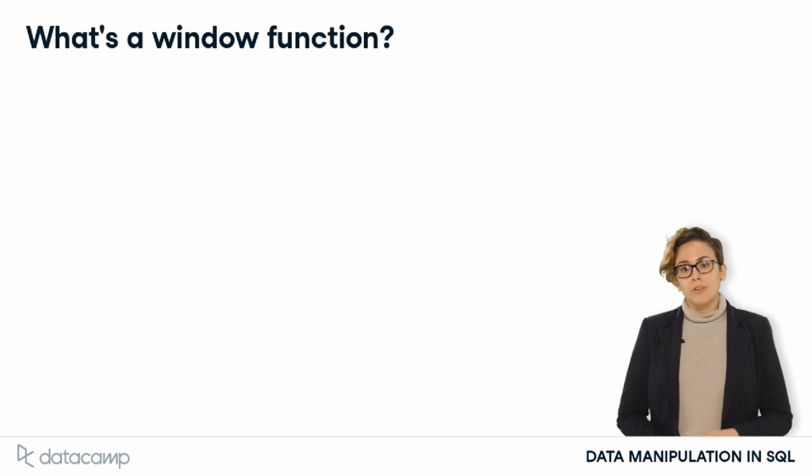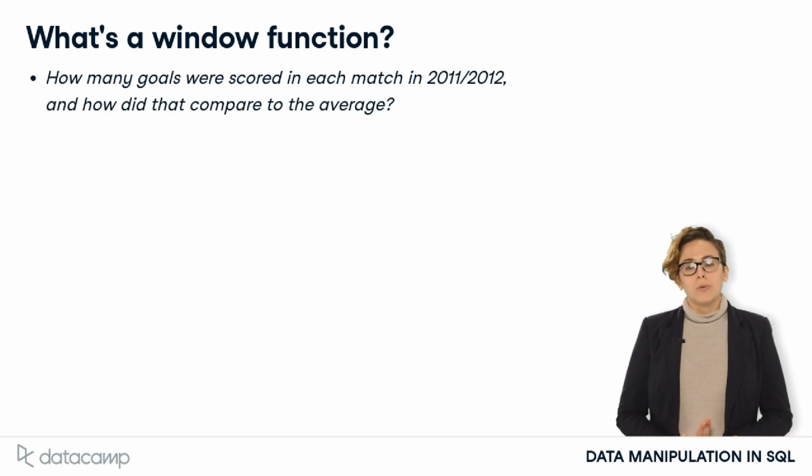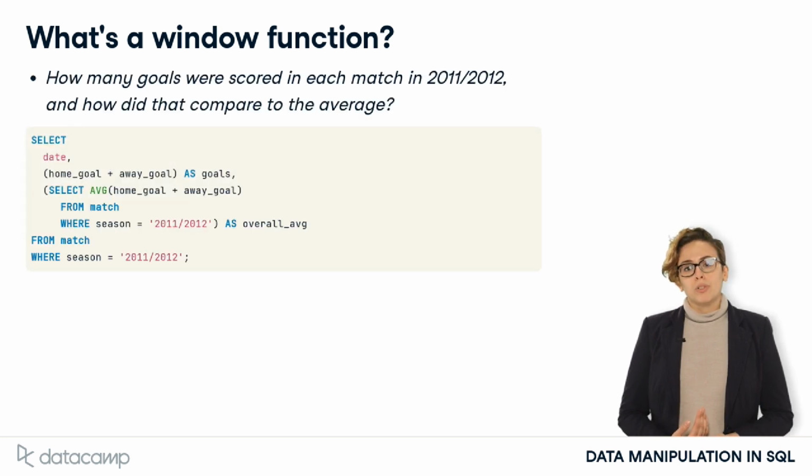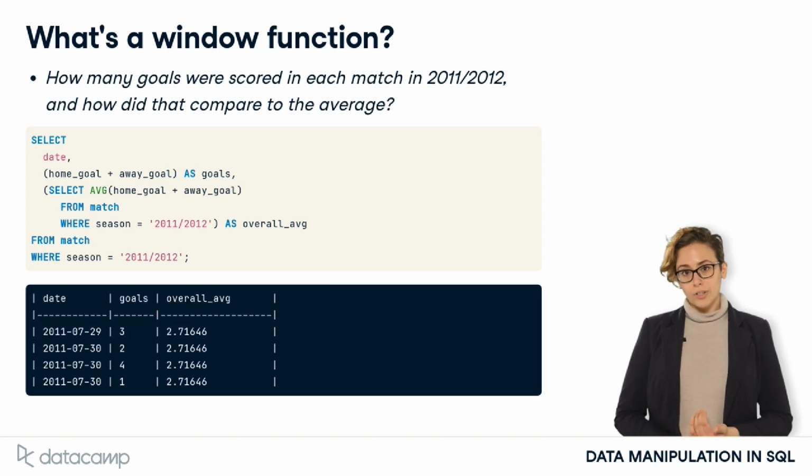So what's a window function? How do you use it? Let's start with a query from Chapter 2, where we answered the question, how many goals were scored in each match in 2011, 2012, and how did that compare to the average? This query selects two columns from the match table and then used a subquery in Select to pass the overall average along the data set without aggregating the results.